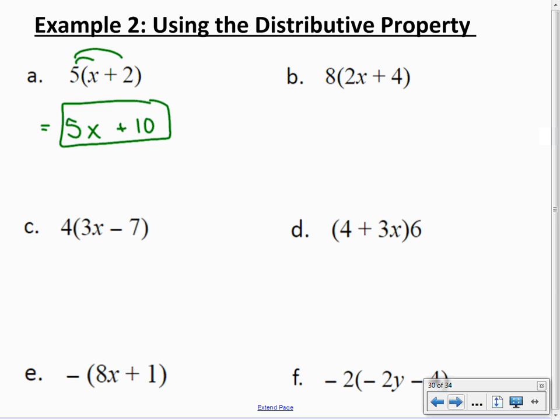For example B, same thing. We have an 8 outside of the parentheses. We're going to draw our arrows, and we're going to multiply 8 with 2x, and with that plus 4. So our answer here, we're not solving, but our simplified expression is just 16x plus 32. Go ahead and pause the video and try examples C through F.